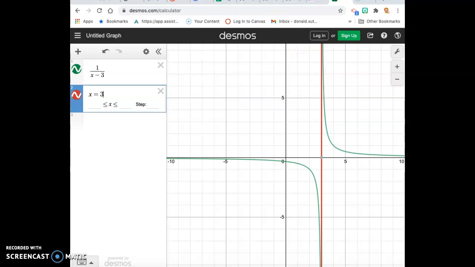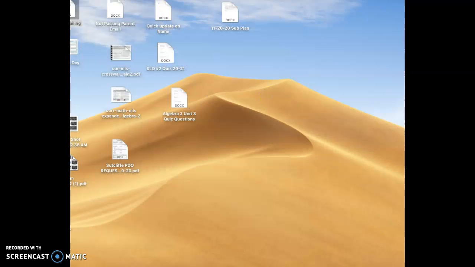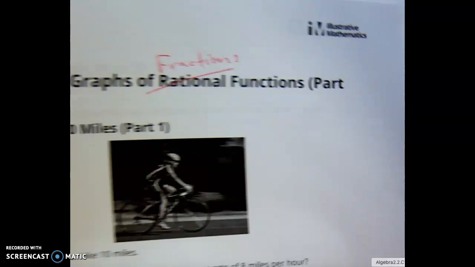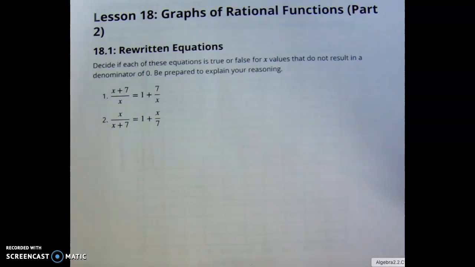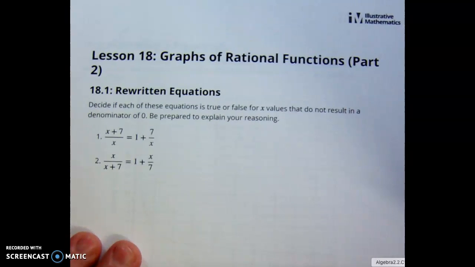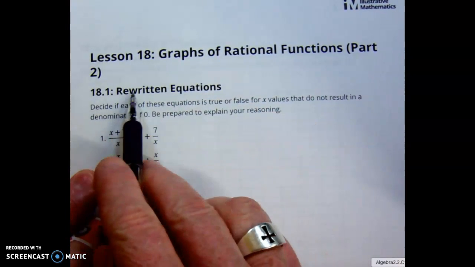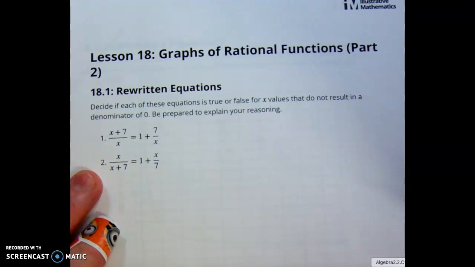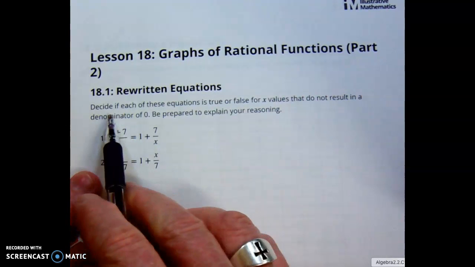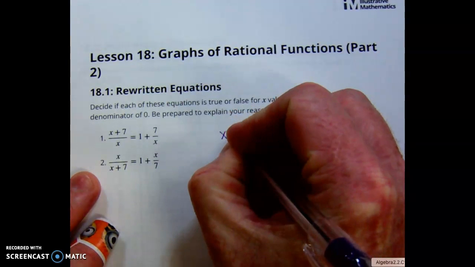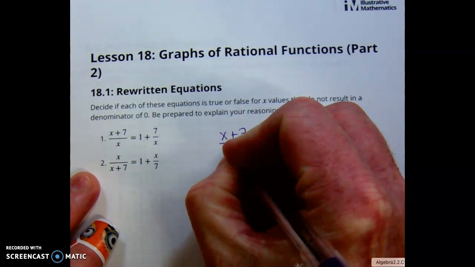All right, so we're going to switch to lesson 18. We're done with 17. That was fast. Lesson 18. Now we've got to be careful here. We're going to do a couple of things. First, it says to rewrite the equation. So we've got the equation x plus 7 over x.